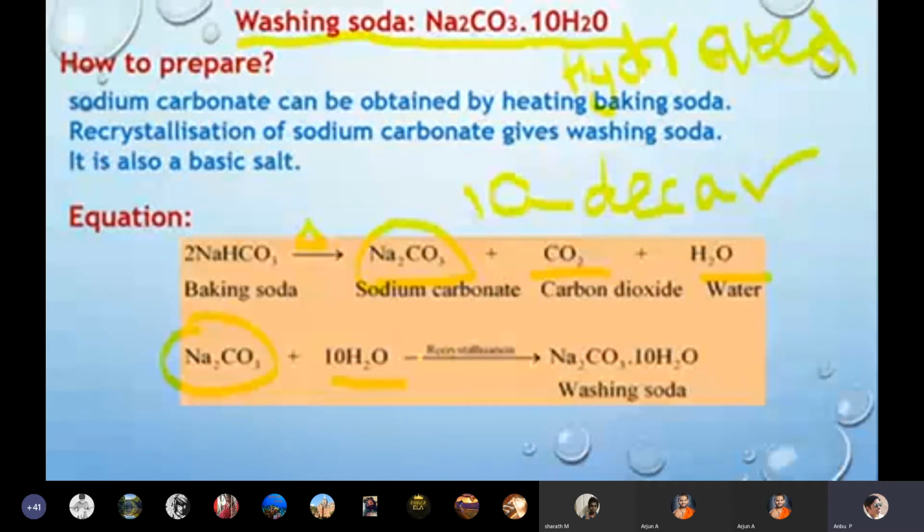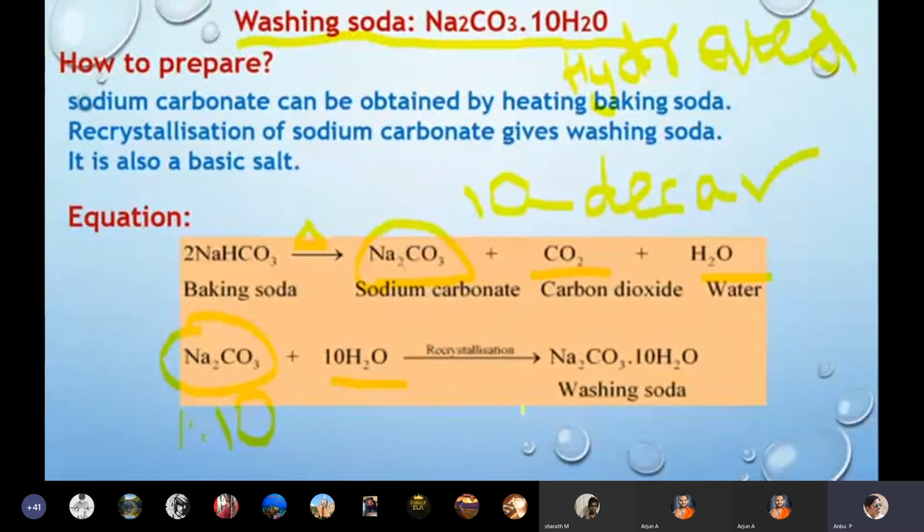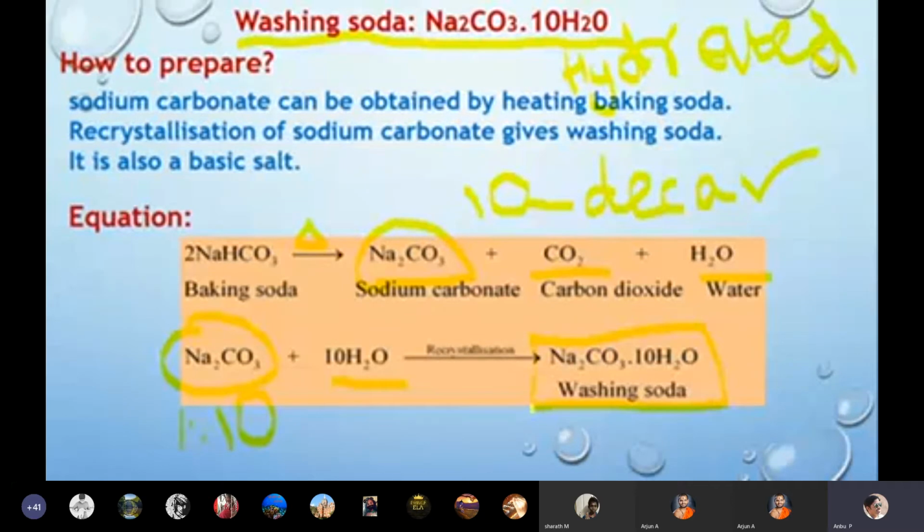So 1 is to 10. Each 1 molecule of sodium carbonate is added with 10 water molecules to get the washing soda, that is Na2CO3 dot 10H2O. This is called sodium carbonate decahydrate. That is how the washing soda has been prepared. And we all know the term itself indicates washing soda. This is the powder which is used in most of the washing mixtures. So that is how sodium carbonate has been obtained.